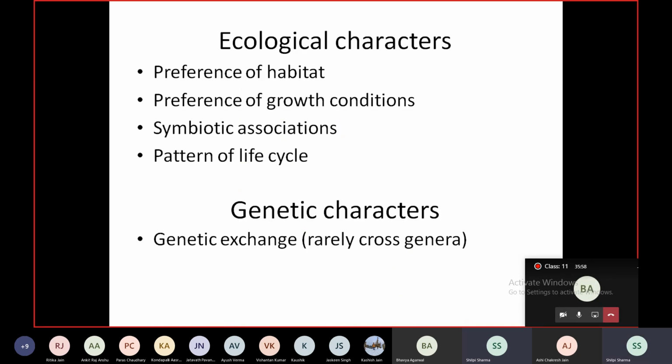Now, when you talk of ecological characters, it includes what kind of habitat an organism prefers, what kind of associations it enters into, and the type of life cycle it experiences. And when I say genetic characters, it only means the extent of genetic exchange that is possible in the organism in question. Because in prokaryotes, you will rarely see cross-genera genetic exchange. So that also helps in determining whether or not organisms belong to the same genera or have to be differentiated into different genera.